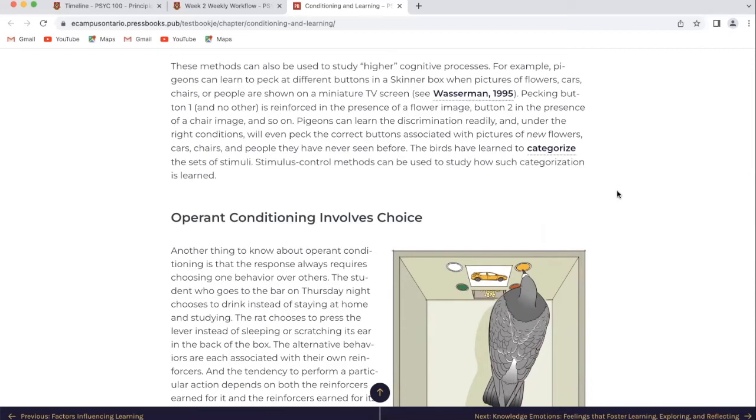Pigeons can learn the discrimination readily, and under the right conditions, will even peck the correct buttons associated with pictures of new flowers, cars, chairs, and people they've never seen before. The birds have learned to categorize the sets of stimuli. Stimulus control methods can be used to study how such categorization is learned.